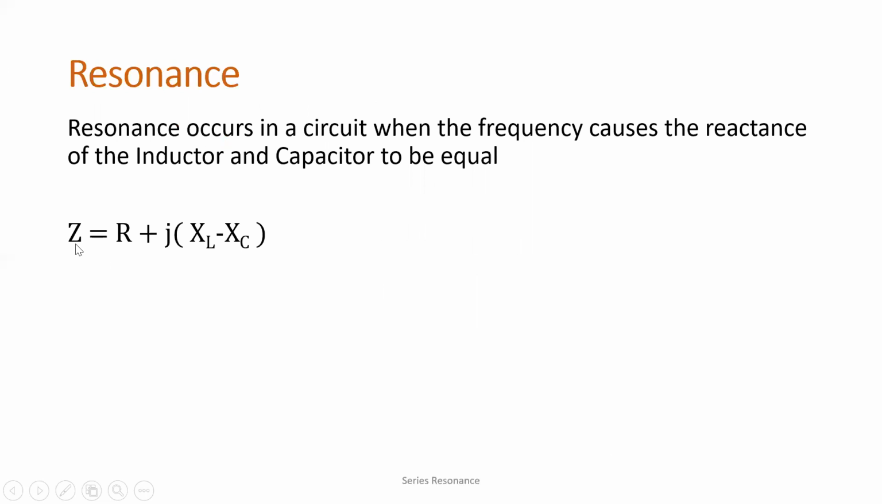Here we have the impedance equal to resistance plus j times X sub L minus X sub C. The impedance is expressed here in rectangular form. If X sub L is equal to X sub C, that means this imaginary part is equal to 0. So it is as if the impedance is equal to the resistance, since the net reactance is equal to 0, right?